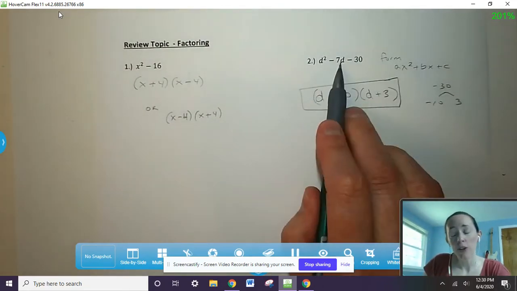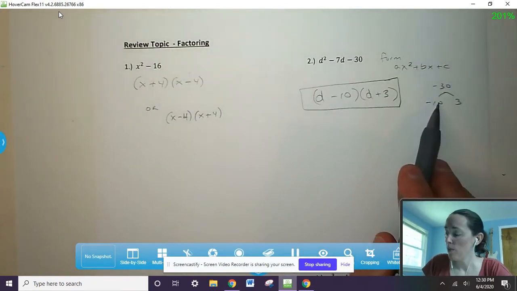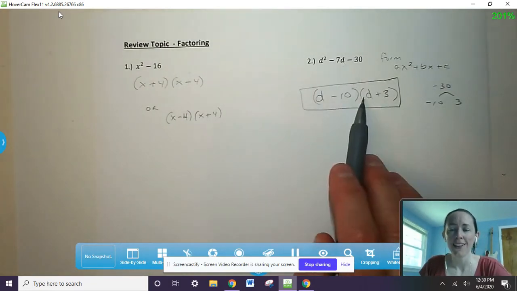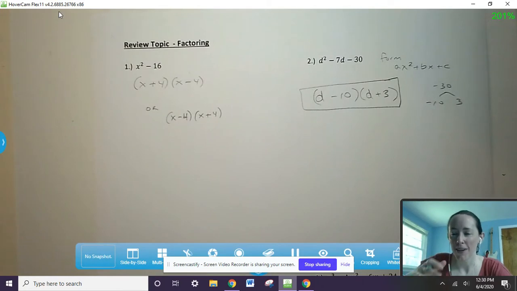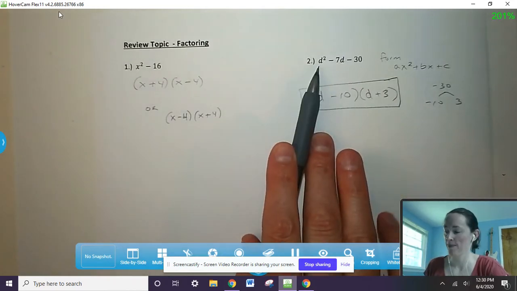I would think at this point you're probably doing that in your head without writing this down. Just about as fast as I did it there. Sometimes I'm a little slower, sometimes a little faster, but you should be pretty fluent with both of these types of factoring at this point.